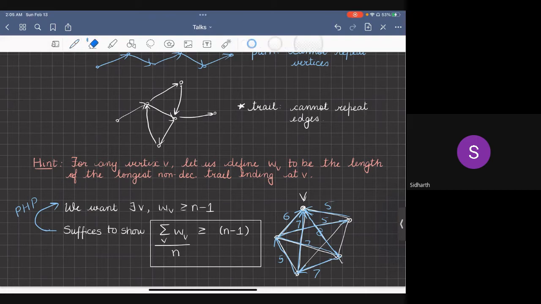Let's keep it of this form. Let's keep it like this. Maybe it helps to notice that this is equal to 2 times the number of edges. Maybe if that helps somehow, who knows?